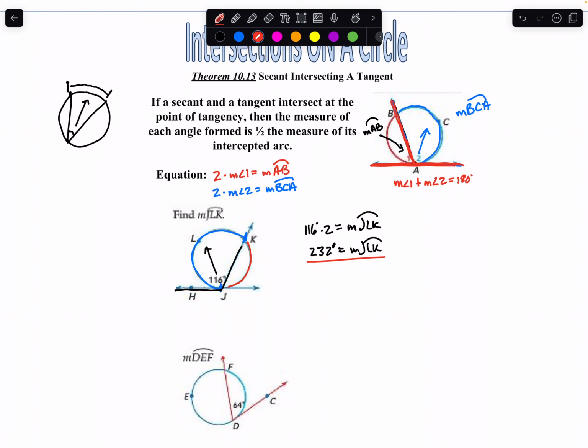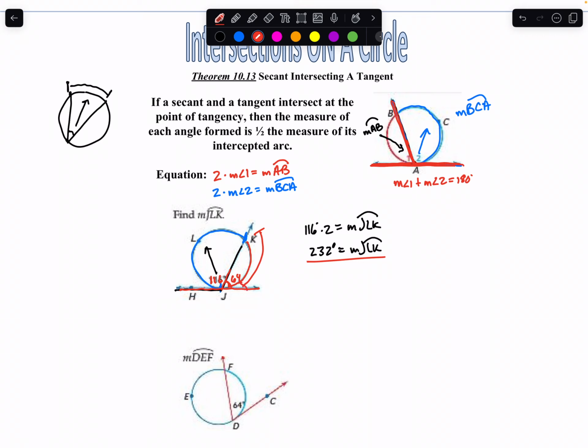Or alternatively, since this part is 116, we know that adjacent to it, because this is still a linear pair, we can do 180 minus 116, which implies that this angle is 64. And then we can just multiply that angle times 2, and we would find the measure of this overall arc.